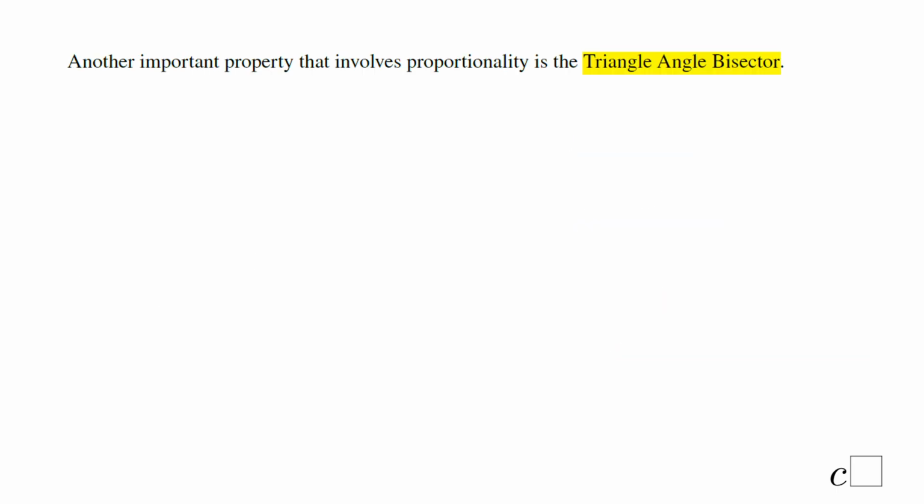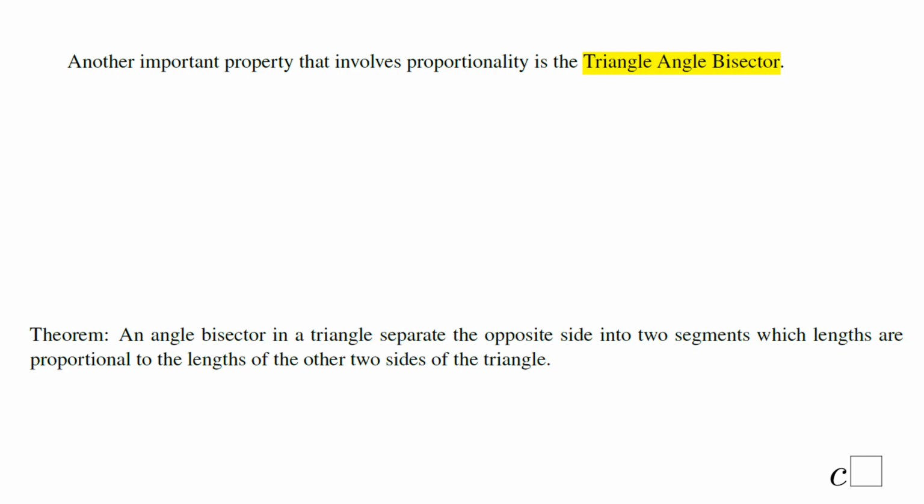In the last part of this lesson, we're going to talk about what is called the triangle angle bisector theorem. And this theorem involves also proportionality. Let's take a look. This is the theorem. An angle bisecting a triangle separates the opposite sides into two segments whose lengths are proportional to the lengths of the other two sides of the triangle.